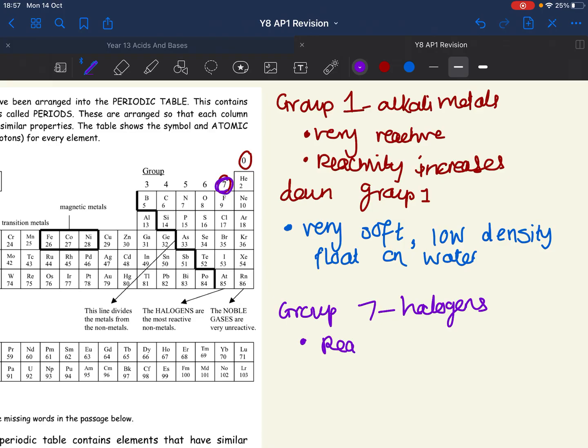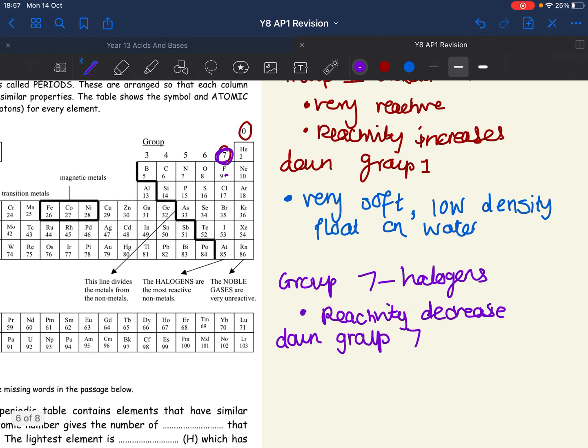Halogens: the reactivity decreases down the group. So which one's the most reactive halogen? Fluorine, because it's right at the top. So reactivity decreases down group 7. We can also say that displacement reactions will occur. This is when a more reactive halogen will displace the less reactive.